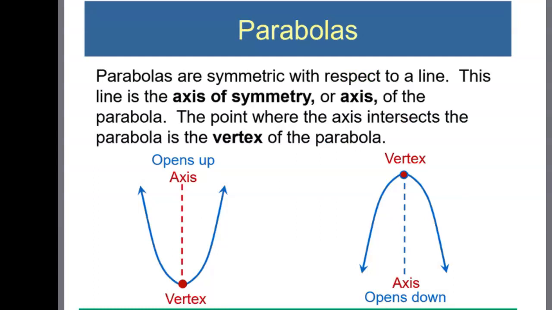Okay, and so as we mentioned, the graph is called a parabola. Parabolas are symmetric with respect to a line. That line is called the axis of symmetry, or simply the axis. It is here, the axis drawn by the dotted line, and the point where the axis intersects the parabola is called the vertex. Okay, the vertex can be the lowest point on your graph if the parabola opens up, and the vertex would be the highest point on your graph if the parabola opens downward.